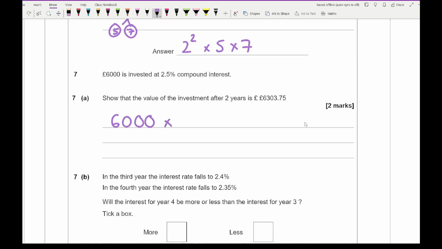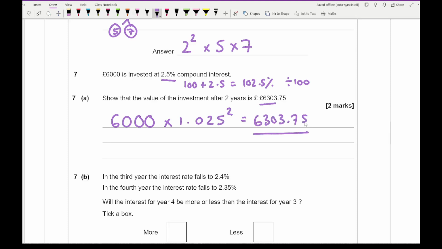Then we want a 2.5% increase, so we add 100 to 2.5, which is 102.5%, and then we want to convert that to a decimal, which is 1.025. And then we want to do that to the power of however many years, and if I type that into my calculator, I get the answer that they told me I would get, which is exactly the same as what they've shown.